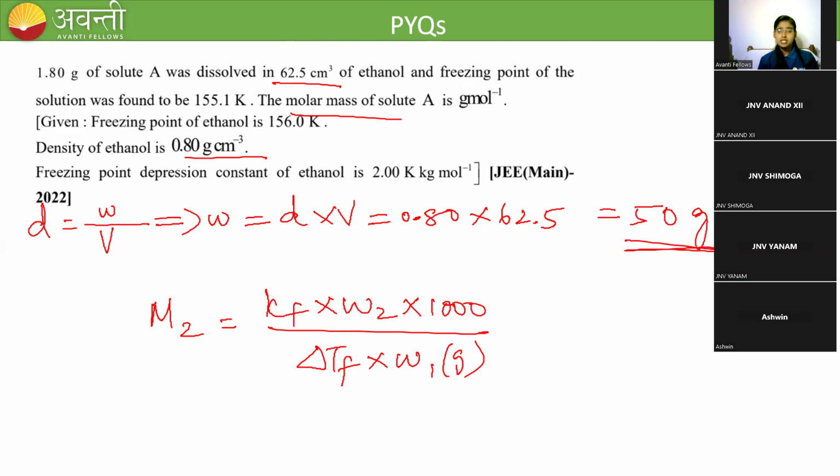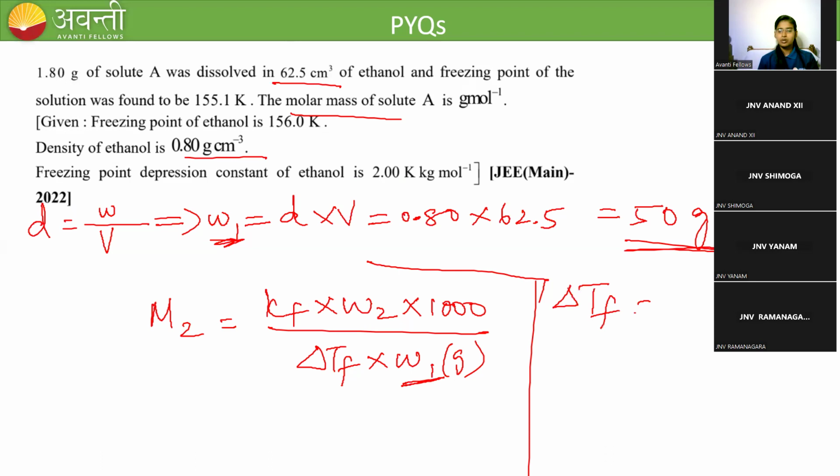So 50 gram is the mass of the solvent. Solvent is ethanol, so it is denoted as 1. So W1 is equal to 50 gram. Then what else do I need? W1 I have calculated, and I have to find out delta TF also.